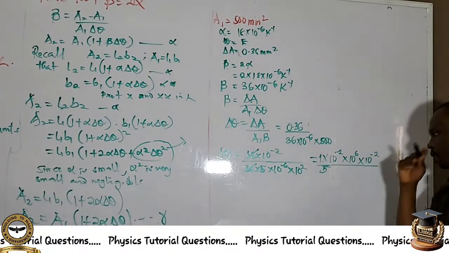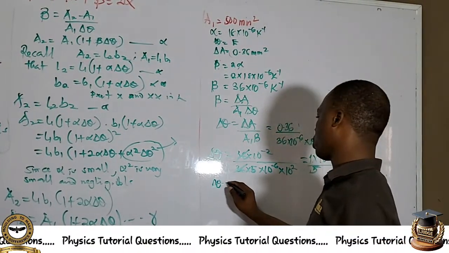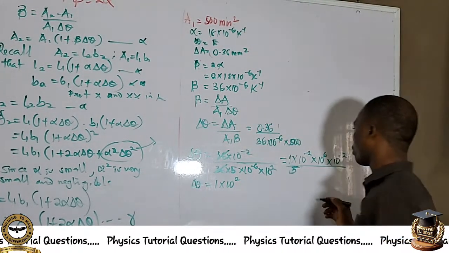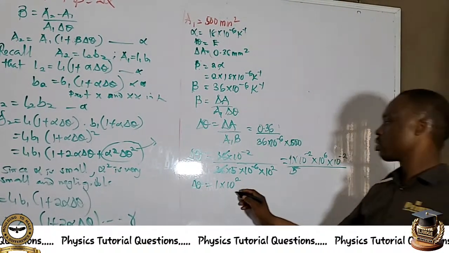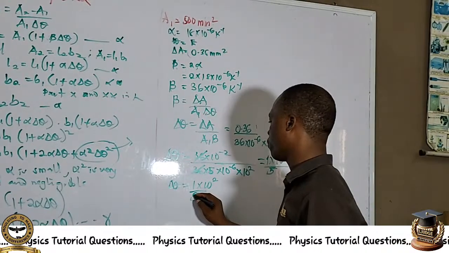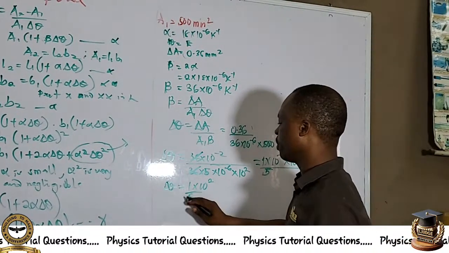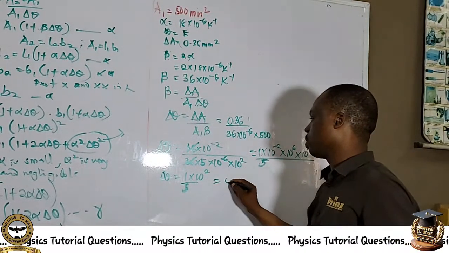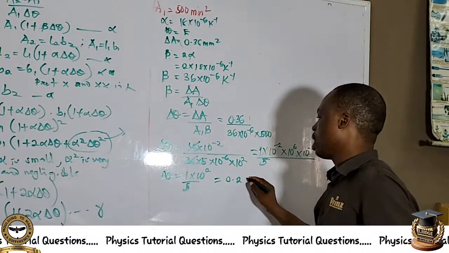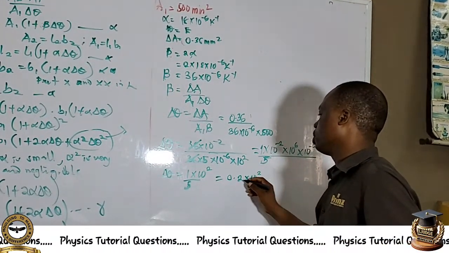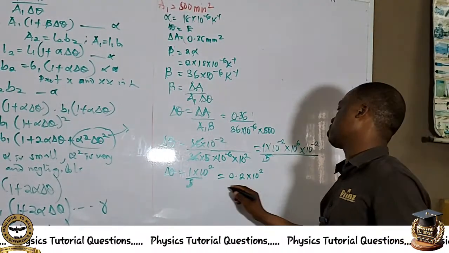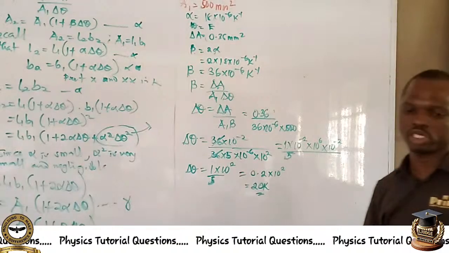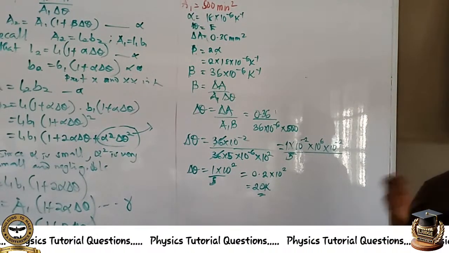Minus 6 minus 4 gives us, so that delta theta here equals 1 times 10 raised to power 2. Do we understand? Then divided by 5. So 1 divided by 5 gives us 0.2, times 10 raised to power 2. In this case, when you work it out, this will give you 20 Kelvin. And that's how to solve that question.